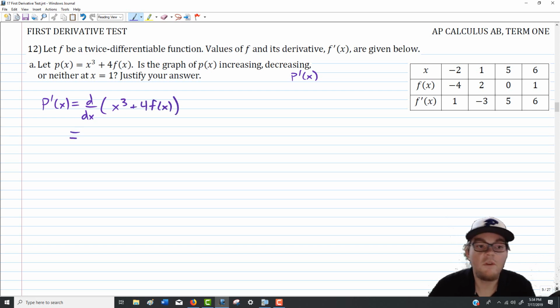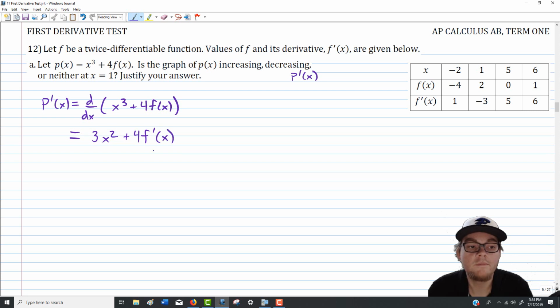So that's not a particularly difficult expression to differentiate. The derivative with respect to x of x cubed is 3x squared. And the derivative of 4f of x is going to be plus 4 times the derivative of f of x, which is 4f prime of x. So there is p prime of x. So we've got the derivative itself. That's typically 1 point. Our second point then comes, typically, from figuring out what that derivative is at x equals 1. So specifically, we want to know what is p prime of 1.